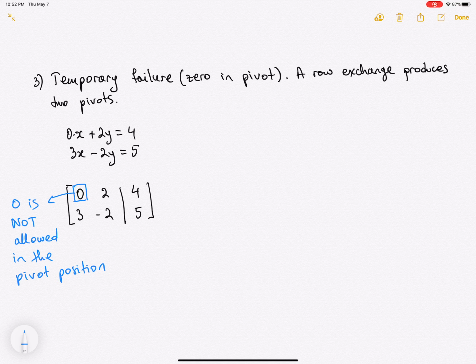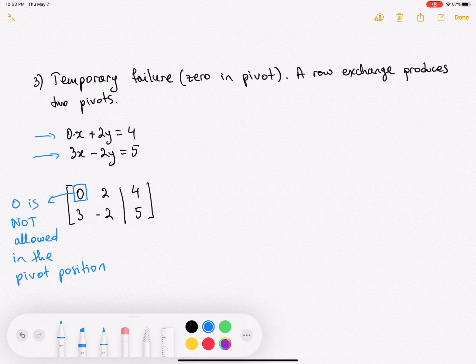So what can I do in this situation? Well, I've written we can exchange rows. Why can we exchange rows? Well, if you look at the system here, what changes if I were to write the second equation as the first equation rather than the first one? Nothing really. It's still the same x's and y's that are going to solve the system. So if I just replace the first and the second row, nothing changes in the system. So I can do that operation.